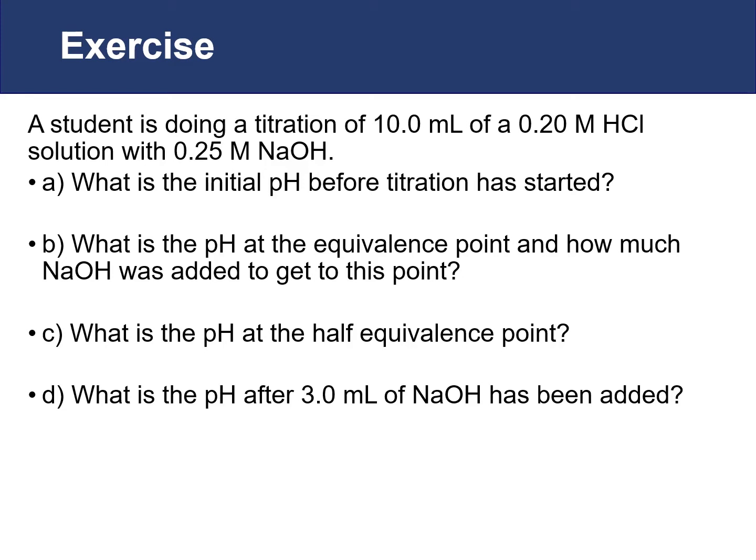A student is doing a titration of 10 mL of a 0.20 molar hydrochloric acid solution, which is a strong acid, with 0.25 molar sodium hydroxide. Sodium hydroxide is a strong base. So we'll look at the pH at the starting point, the pH at the equivalence point, the pH at the half equivalence point, and then we'll just pick a random location, 3 mL along the titration, and figure out what the pH is at that location.